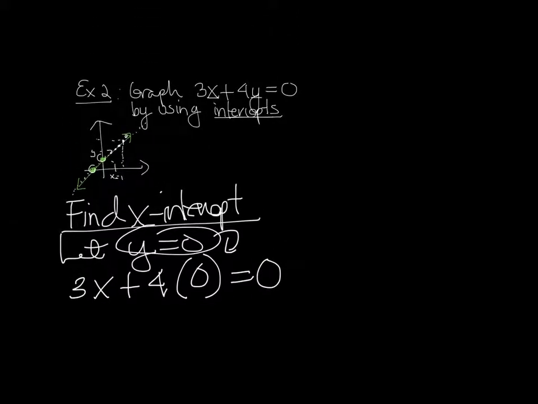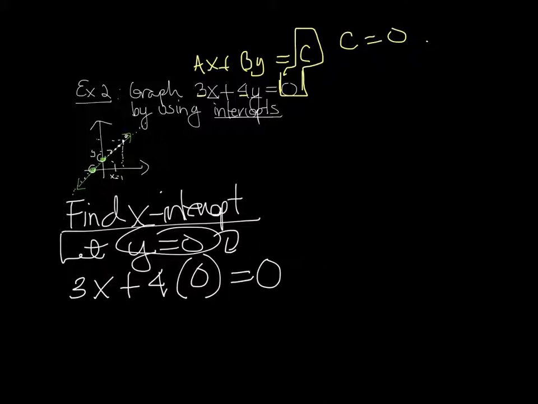And by the way, I forgot to write something. Remember this is your ax plus by equals c. A is 3, b is 4, and c is 0. And this will be important. It's nice to know when c is 0, something very interesting happens.